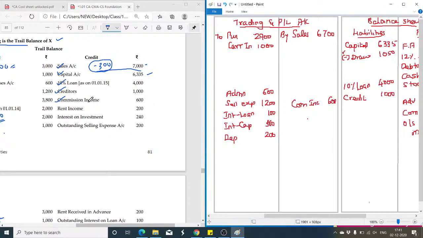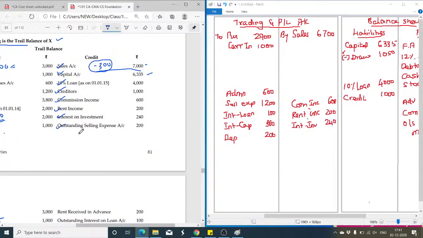And the next one will be rent income. Also income. I will post that here. Rent income, the value being 200. Interest on investment is also an income, because you have invested, and for that you are getting the interest. So interest on investment, the value being 240.